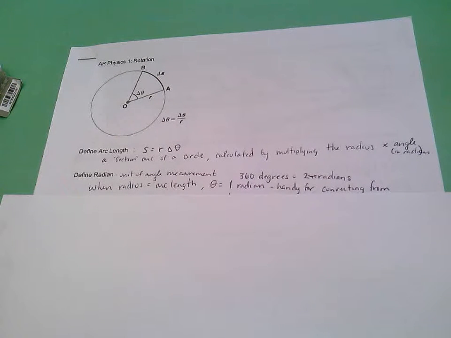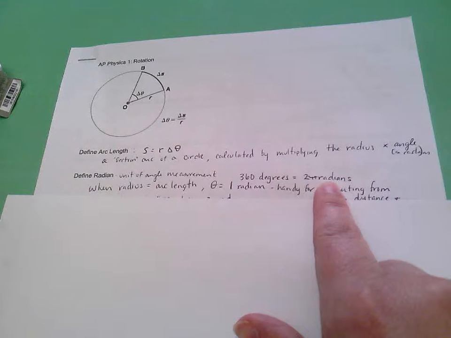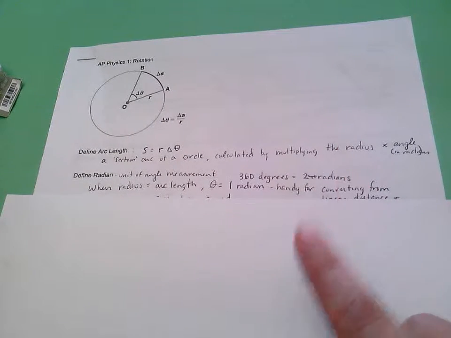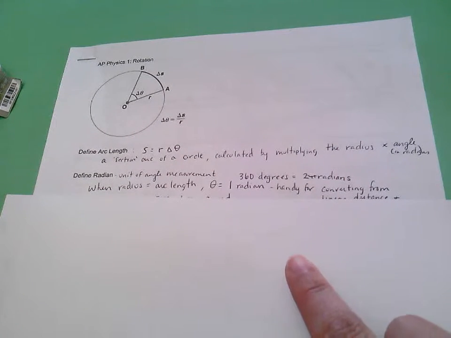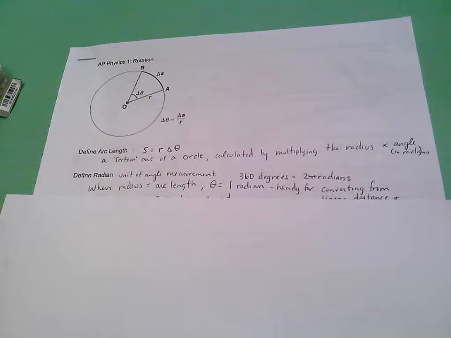We know that going completely around a circle is 2 pi radians. And so we can relate 360 degrees to 2 pi radians. We also know that 1 revolution would be 2 pi radians, or 1 rotation would be 2 pi radians. We'll see that terminology pretty often. And so what really is a radian?